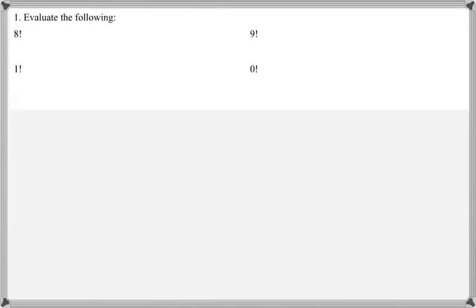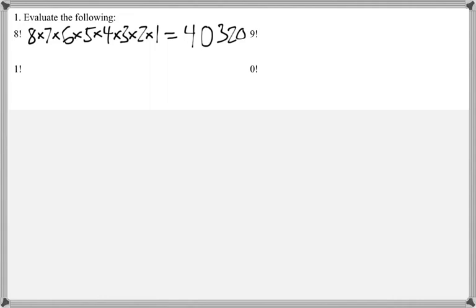Number 1 wants us to solve the 4 factorials. So 8 factorial is equal to 8 times 7 times 6 times 5 times 4 times 3 times 2 times 1. And this is equal to 40,320.